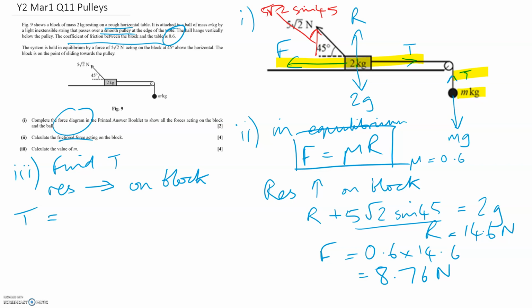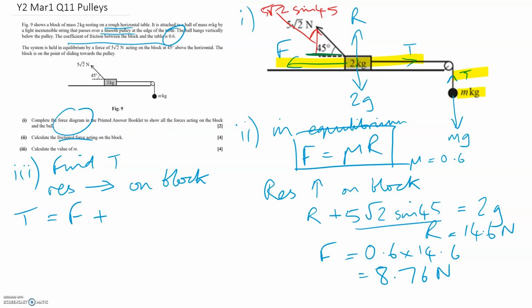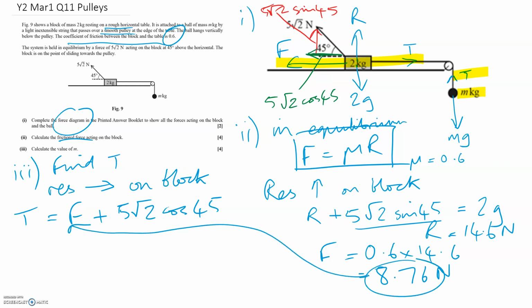That will equal all the forces going to the left, which will be the frictional force, plus we've also got this component here, and that's going to be 5 root 2 cos 45. We know what F is. We know F is 8.76, so we can put that in there, and that will tell us what the tension is, which you should work out as 13.76 newtons.